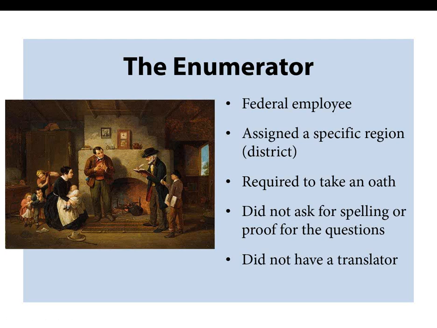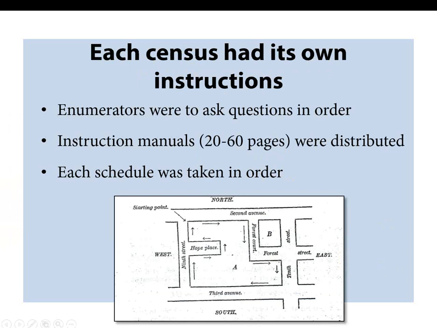They don't ask for proof of the answer for any of the questions that they're asking. They don't ask for spelling. They don't have a translator. But they are told to do things in a very specific order. They're even told, in some cases, how to walk down the street. So they're given a set of instructions. They were told, you need to ask these questions in order. They're given an instruction manual, sometimes between 20 and 60 pages long. All of the questions they're supposed to ask are given in that manual, and they're asking them in order.